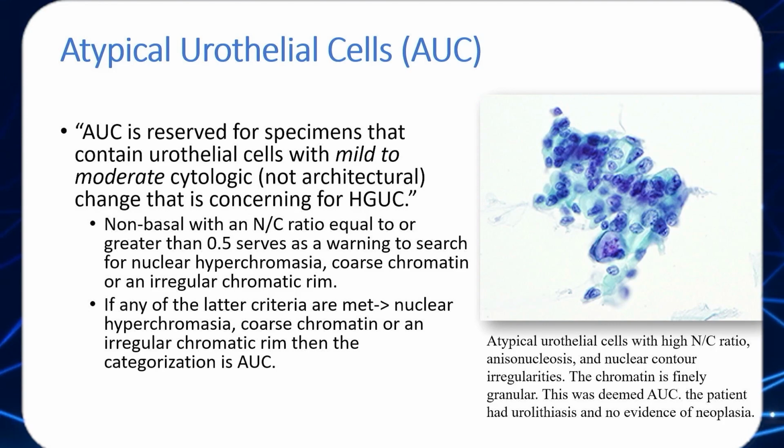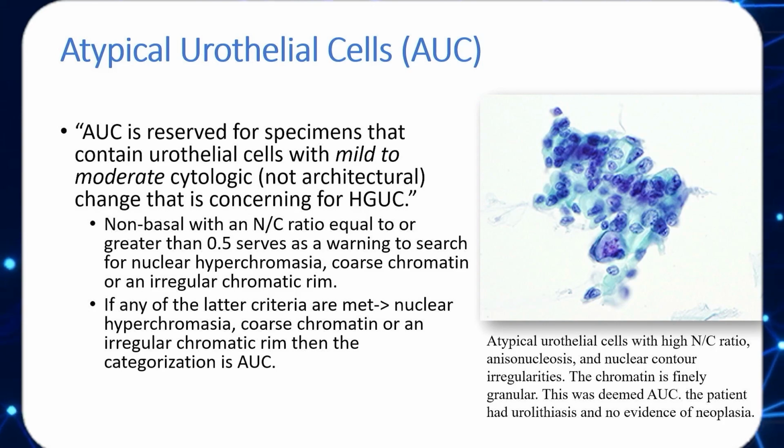Now, this is still a kind of nebulous categorization, and it's very individual dependent also in many ways. But again, you have to figure out what your threshold is for what mild to moderate cytologic atypia is. It should not be intense. It should not really have profound appearances as far as a consideration for high-grade urothelial carcinoma. So we have the NC ratio, an NC ratio of 0.5, meaning thereby that 50% of the cell is occupied by the nucleus. So that's your NC ratio.